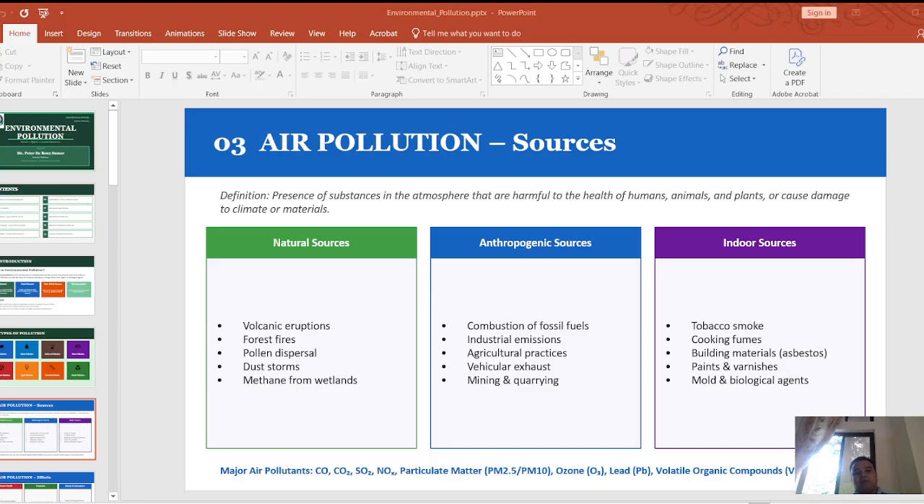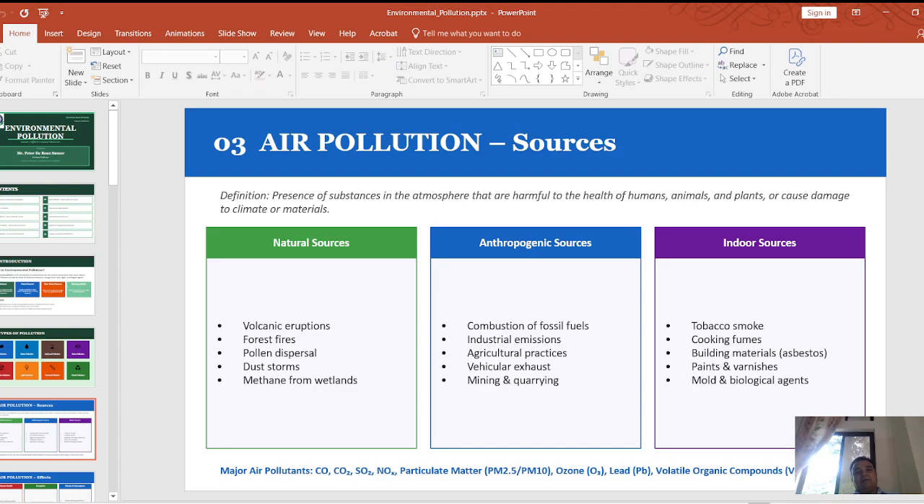Anthropogenic sources are those resulting from human activities. These include the burning of fossil fuels such as coal, petrol, and diesel, emissions from industries, agricultural activities, vehicular exhaust, and mining and quarrying operations. Today, these are among the major contributors to air pollution worldwide.